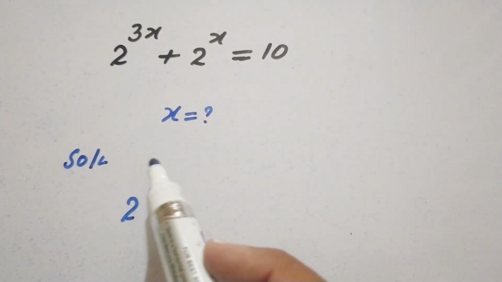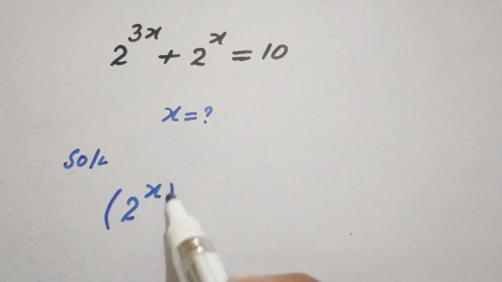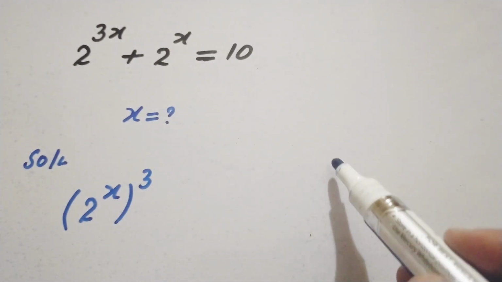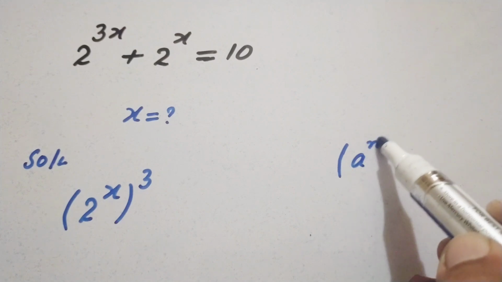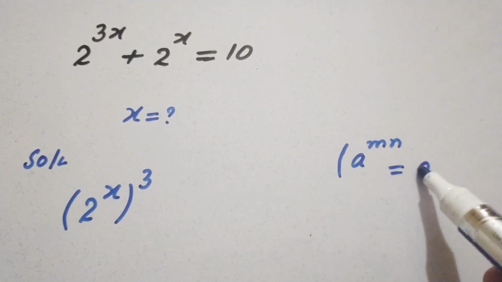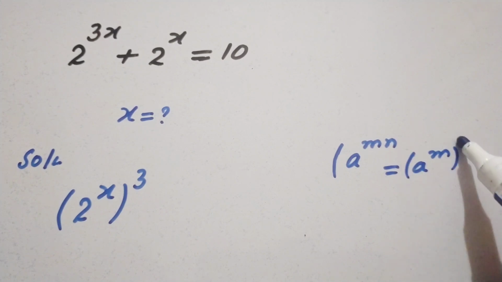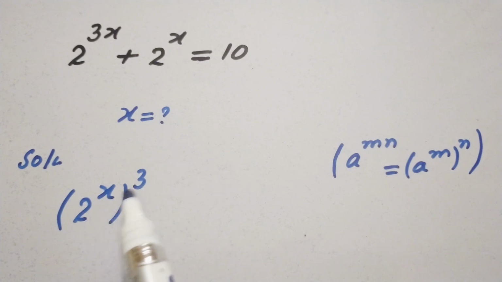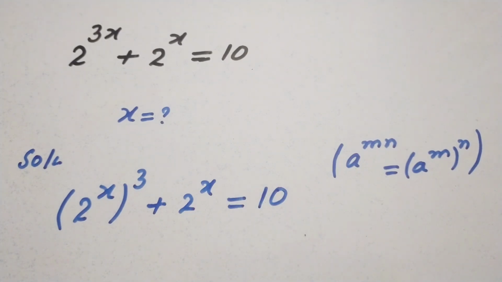2 power 3x can be written as (2 power x) power 3, because we know that a power mn is equal to (a power m) power n or (a power n) power m. So (2 power x) power 3 plus 2 power x is equal to 10.